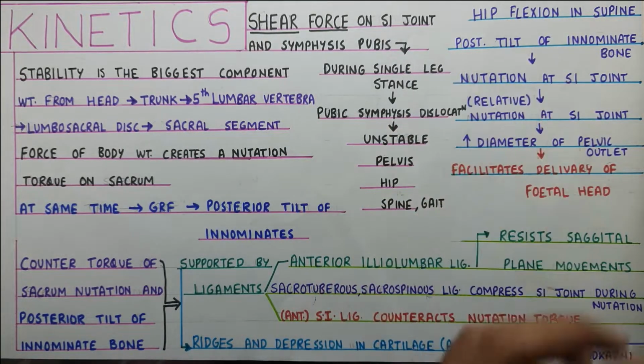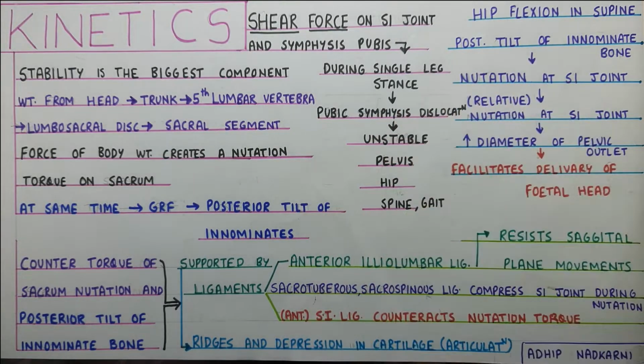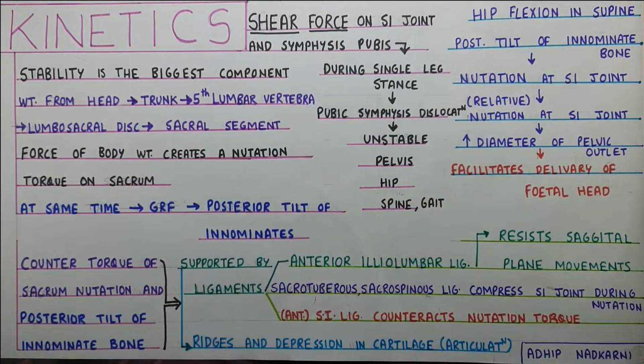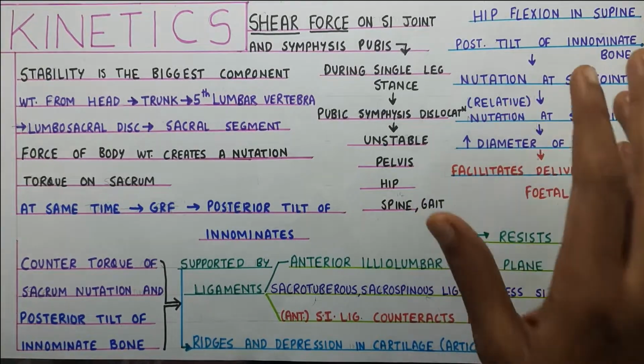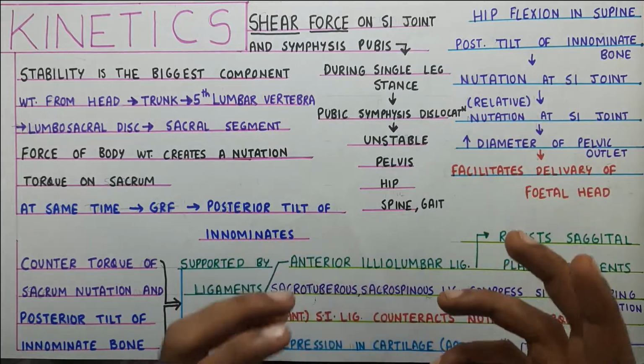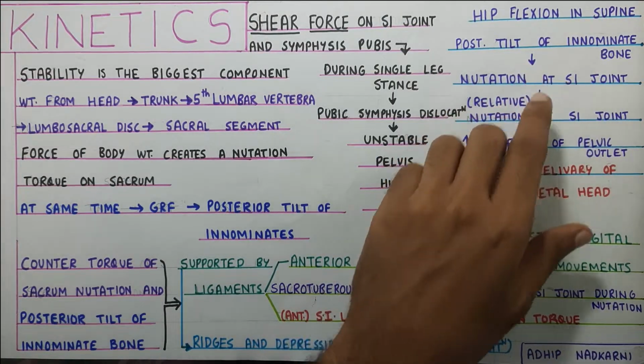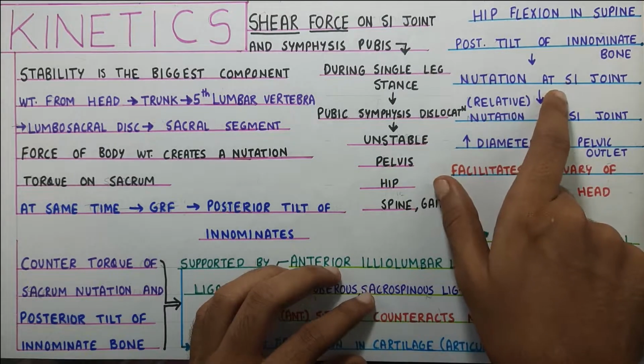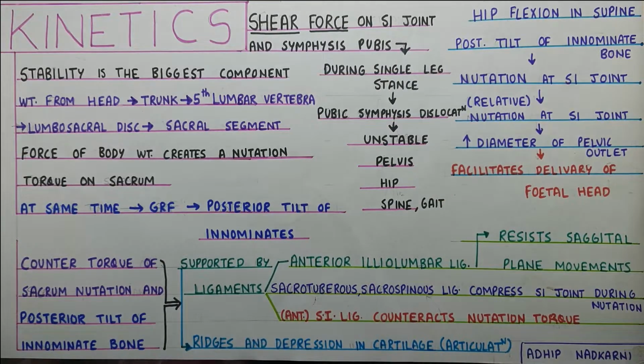First, talking about the kinematics. The hip flexion in supine while delivery, there is hip flexion that is happening, and this hip flexion creates a posterior tilt of the innominate bones, okay, and that means there is nutation happening at the SI joint, right? If you are not familiar with the nutation and counter nutation movement, you can check out my previous video on kinematics and then it will be clear.